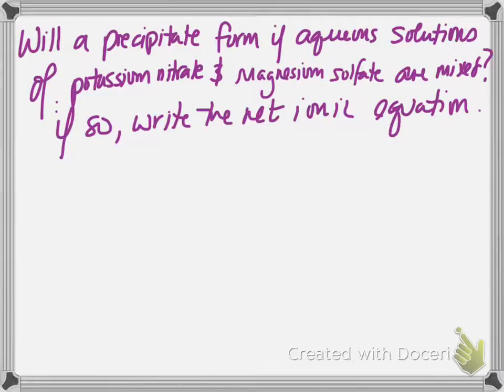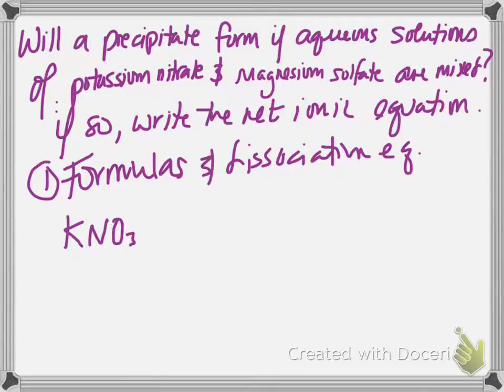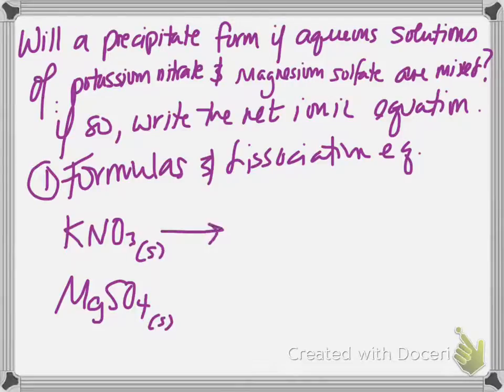Okay, will the precipitate form if aqueous solutions of potassium nitrate and magnesium sulfate are mixed? If so, write the net ionic equation. Step 1, formulas and dissociation. Writing the dissociation equations. So we've got potassium nitrate, KNO3. We have magnesium sulfate, MgSO4. Dissociate them each in water.